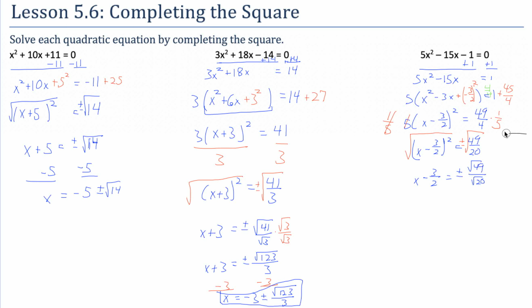So we have the square root of 49 over the square root of 20. Well, we know the square root of 49 is 7, so that works out. Square root of 20, remember what we did here is we factored this, so 20 is 4 times 5, and 4 is 2 times 2. So we have 7 over the square root of 2 squared times 5.